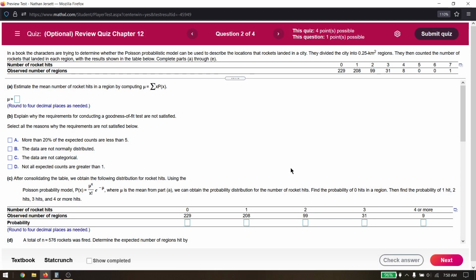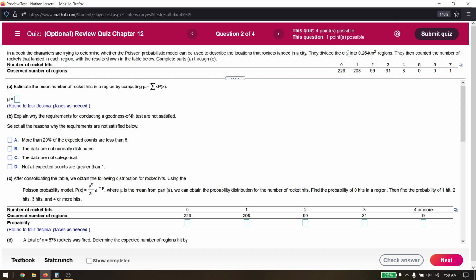Okay, so we have characters trying to determine whether or not the Poisson probabilistic model can be used to describe locations of the rockets. You don't really have to worry about what the Poisson probabilistic model is. It actually talks about it a little bit down here. I do recommend you look it up on your own if you want to see more about that. But we do have what it is and we will follow that. So don't worry about that if you were to see a question like that, though you probably wouldn't in the homework.